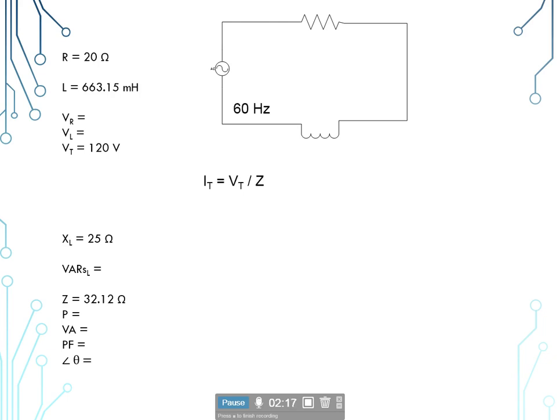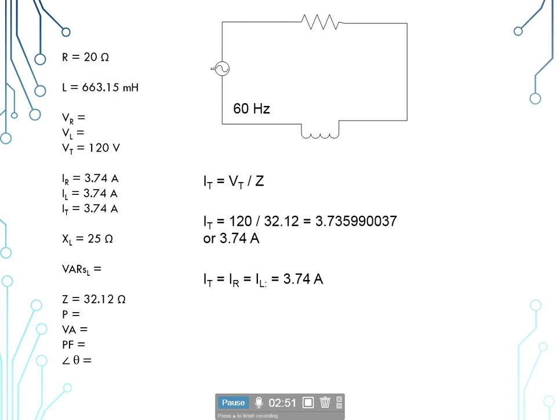So now we're going to find our total current. Our total current is going to be basic Ohm's law. I sub t is equal to V sub t. We're going to replace our R with Z, so I sub t is equal to V sub t divided by Z, our impedance. So our total voltage of 120 volts divided by our impedance of 32.12 ohms will give us 3.74 amps.